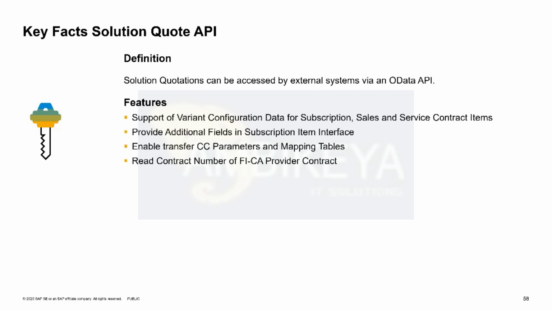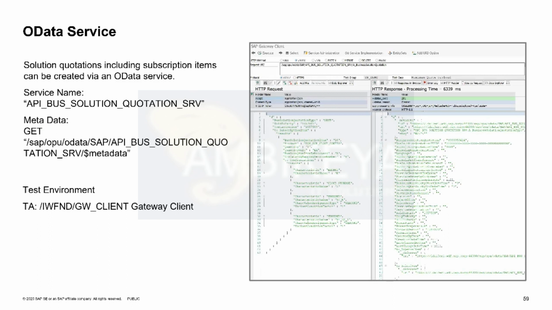How does such an OData service look like? If you're application consultant or end user or power user, you may have not seen that too often. So this is a technical interface where we work with APIs. We call it gateway client. And here you can enter payloads like we would receive from an external system. And then, if you execute such a payload, the system will call the OData service and create such quotations in the backend, which you then also can see or display via the UI.